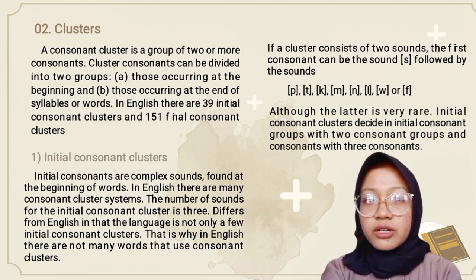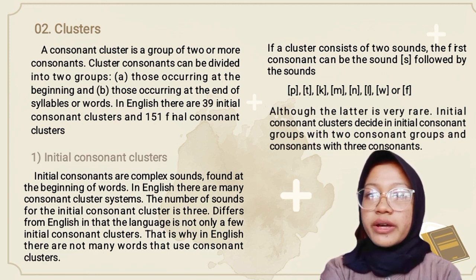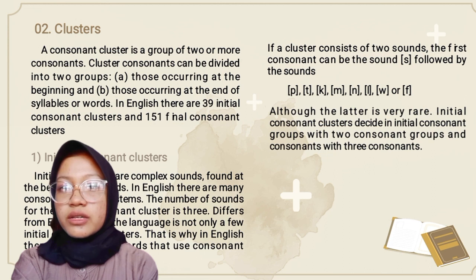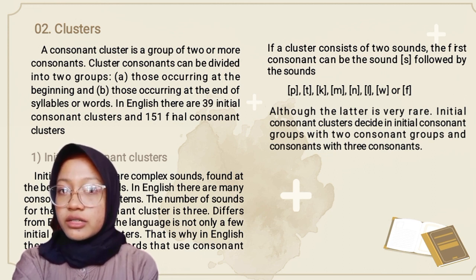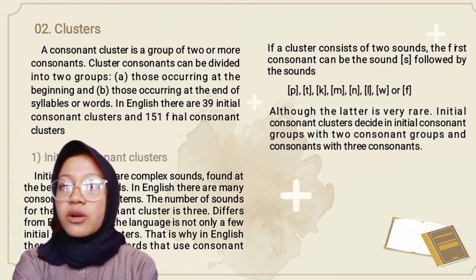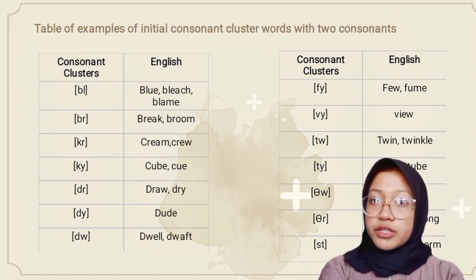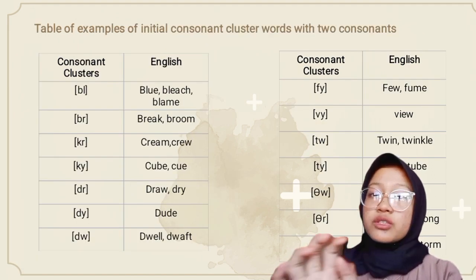If a cluster consists of 2 sounds, the first consonant can be the sound S followed by the sound P, T, K, M, and L, V, or F. Although the latter is very rare. Initial consonant clusters are divided into initial consonant clusters with 2 consonants and with 3 consonants. Table of examples of initial consonant cluster words with 2 consonants.